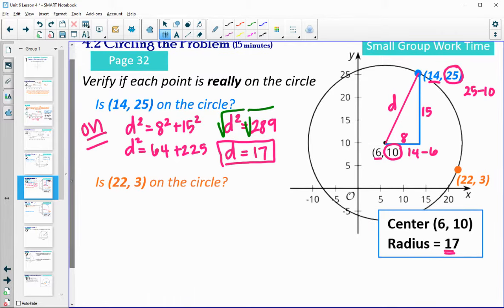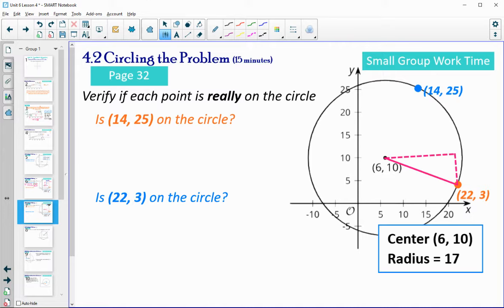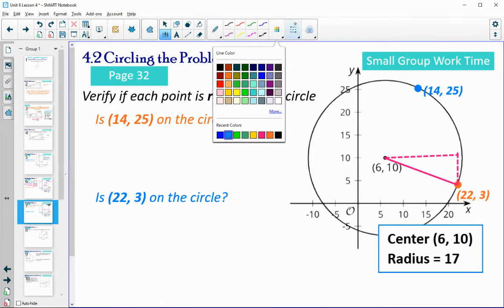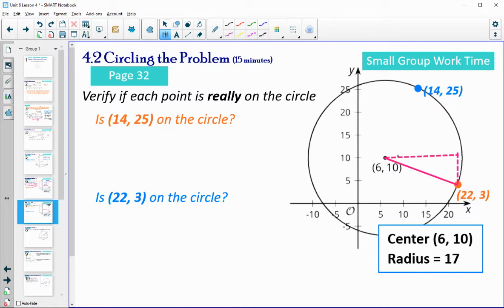And then we'll repeat that process with 22, 3. So I'm just going to clear out the screen here, and we can take a look at this new one. This is what we're trying to do on this one: again, figure out the distance between these 2 points and see if it's 17. So the length here, this horizontal line, again, we'll compare the x's. So 6 to 22, 22 minus 6, which is 16.